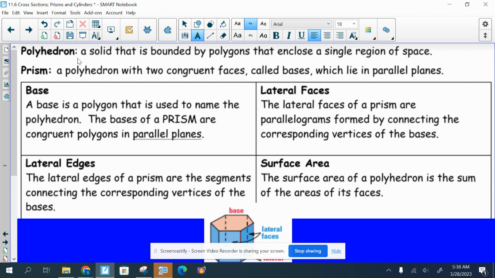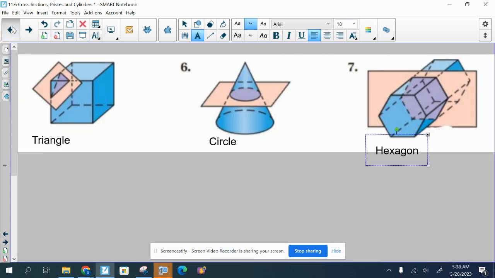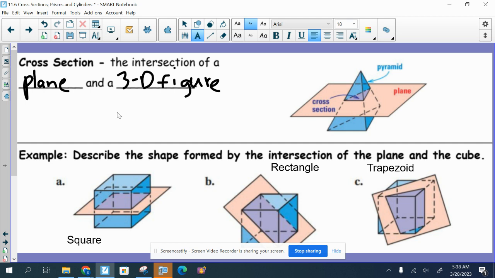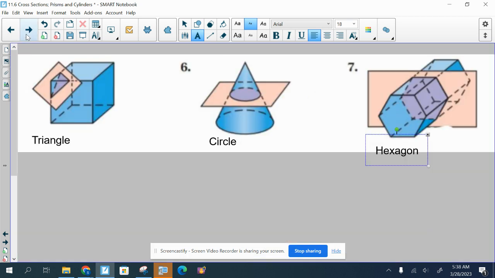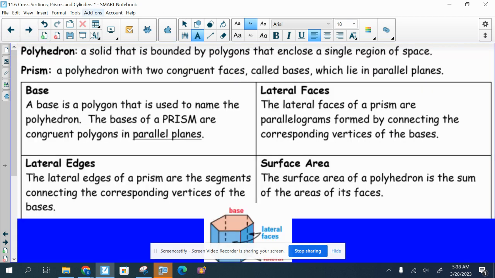All right, so on to the next lesson. A polyhedron is a solid that is bounded by polygons that enclose a single region of space. I think that might be the word I was looking for up here, a 3D figure or a plane and a solid figure. Another way to describe a 3D figure. I do not have my answer key with me, so forgive me if I make a mistake here and there. Hopefully I will not. And then a polyhedron with two congruent faces called bases, which lie in parallel planes.